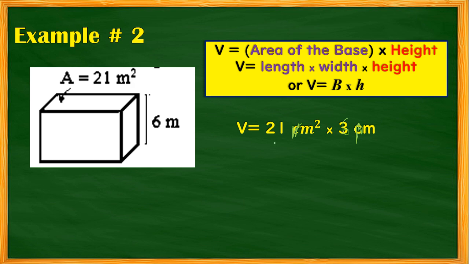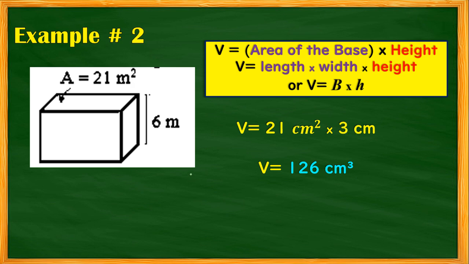This would be 6. Then 12, 21 multiplied by 6. The answer would be 121. So let's check. Okay, correct. So this would be 126 cubic meter, not cubic centimeter.